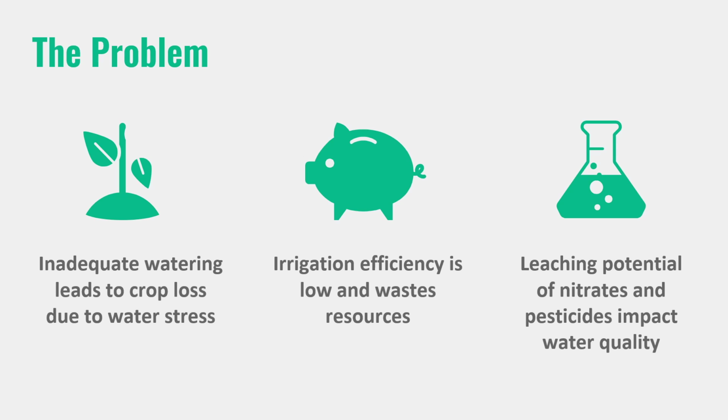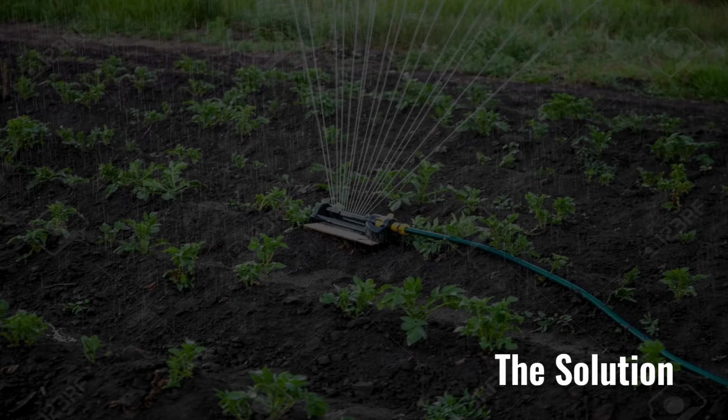The first one would be that inadequate watering of crops usually leads to significant crop loss because of unnecessary water stress. The second is that inefficient irrigation leads to a lot of wastage of resources, whether it be water or nutrients or other things. The third major problem is the potential leaching of nitrates and pesticides that could adversely impact water quality. So what is the solution to the problems that I mentioned?